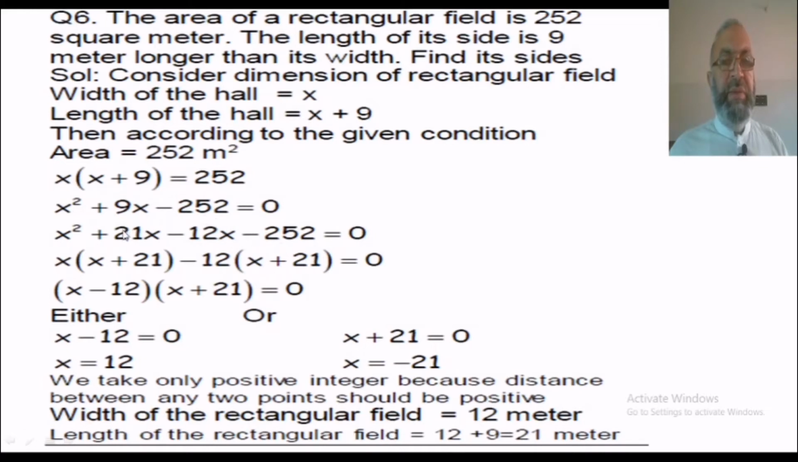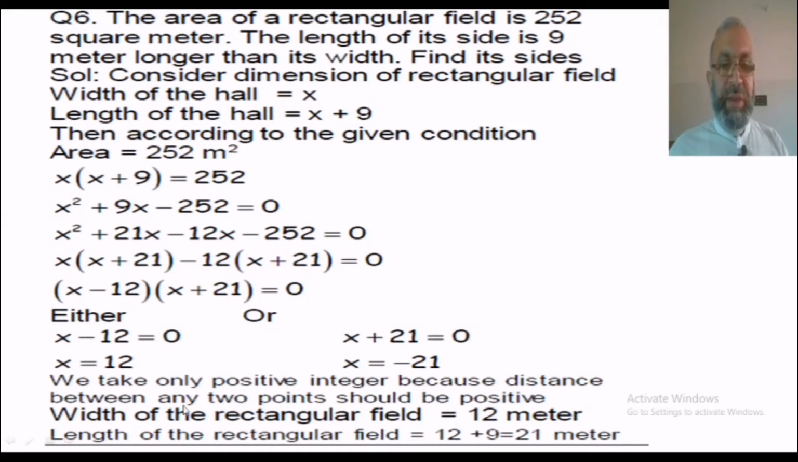Again factorizing, we take 2 factors, 21 and 12. By adding we get plus 9, by multiplication we get minus 252. So simplifying the 2 factors, we get x is equal to 12 and x is equal to minus 21. Here we take only the positive value, because distance cannot be measured in a negative number, we take only the positive number.